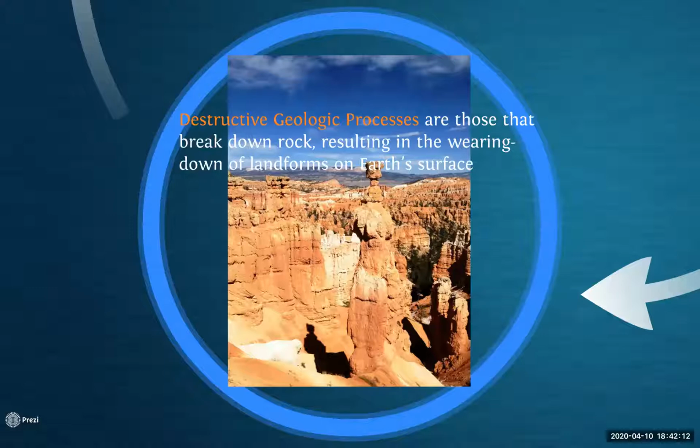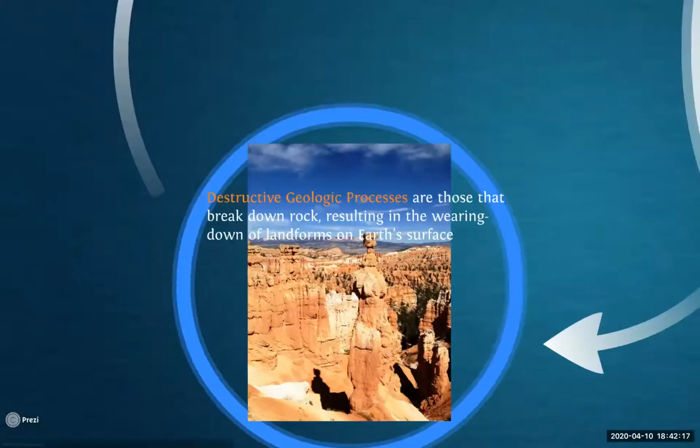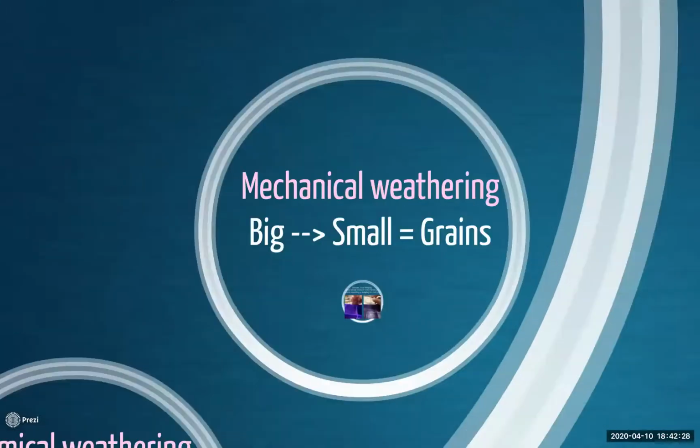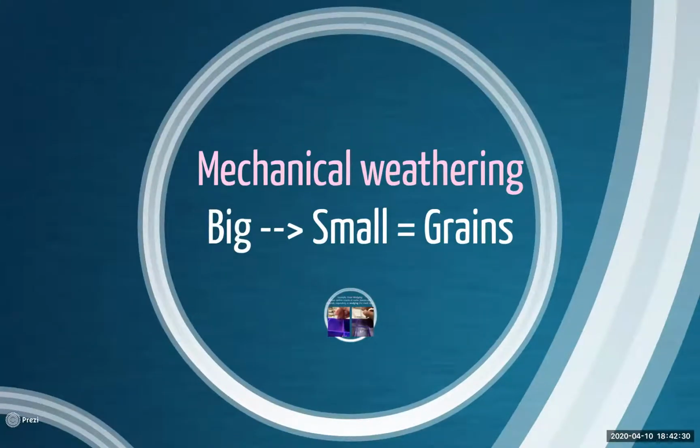In this way, the making of a sedimentary rock could be thought of as a 5-step process. Step 1, weathering, or the breakdown of rock. This happens principally through mechanical weathering, which is the physical breakdown of rock, essentially taking something big, a landform made of rock, and breaking it down into smaller pieces, which we call grains or sediment.